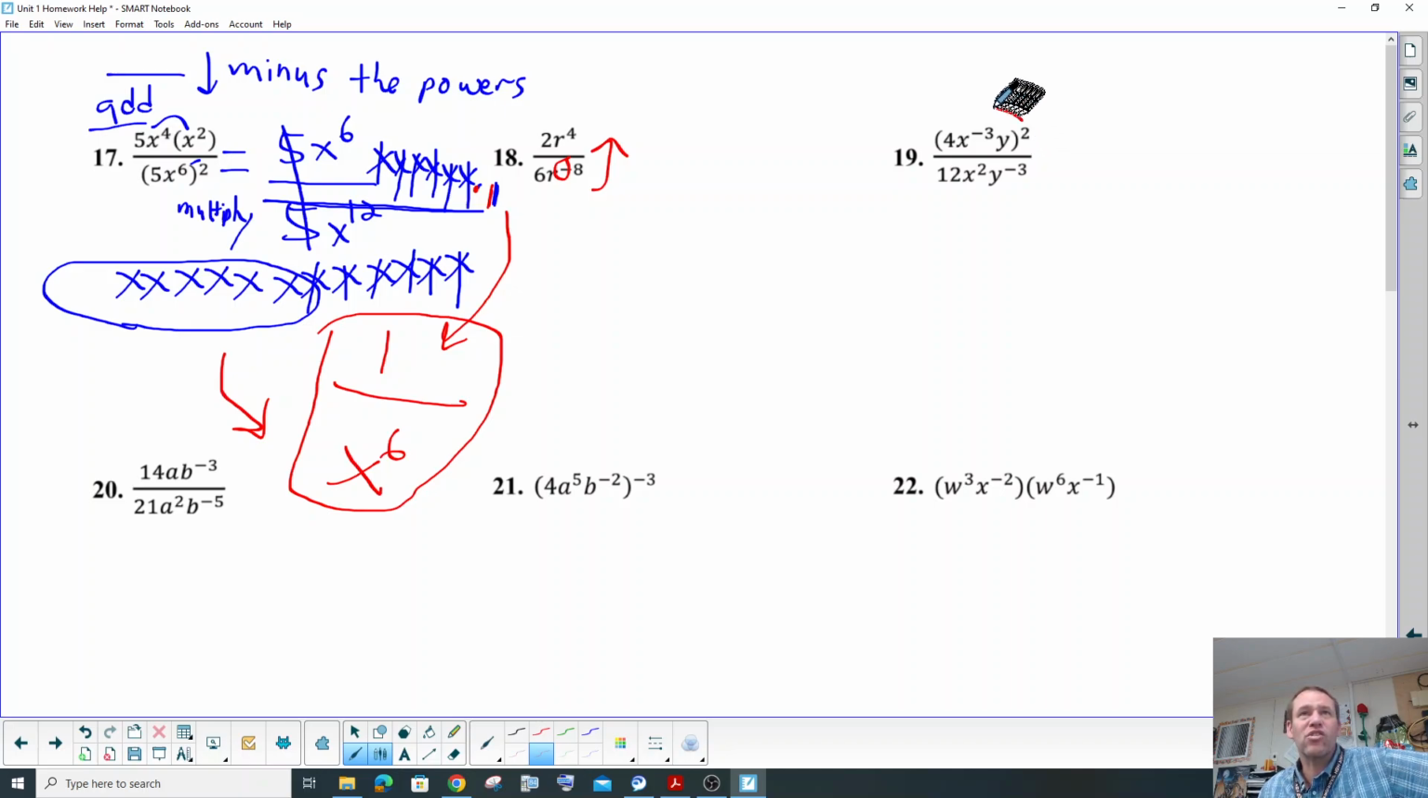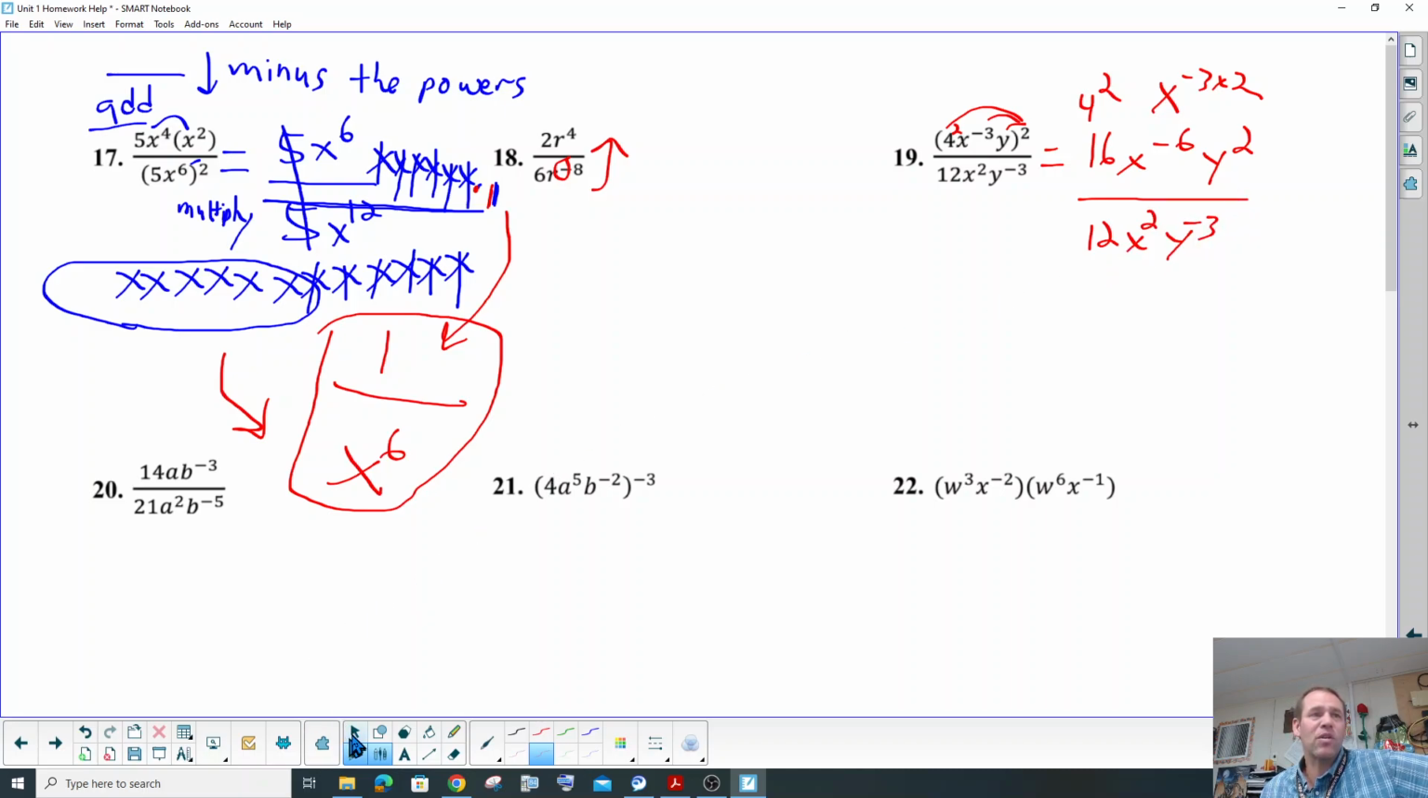So first, we're going to distribute the 2 through to everywhere. So we get 4 squared, and 4 squared is 16. And then we have x to the negative 3 times 2, which is going to be x to the negative 6th power. Interesting. Multiply powers. And then y squared. Good. All over 12x squared. But that y to the negative 3 is going to do something weird.